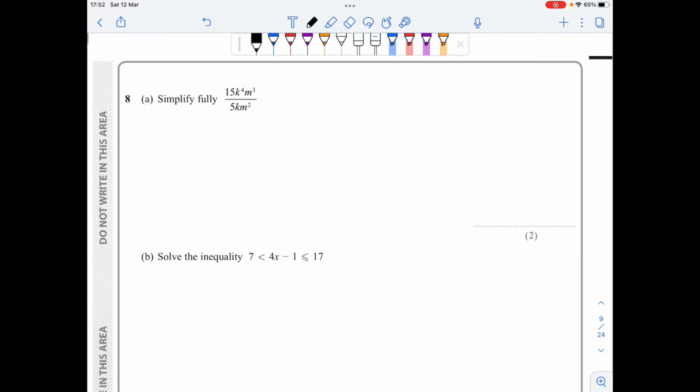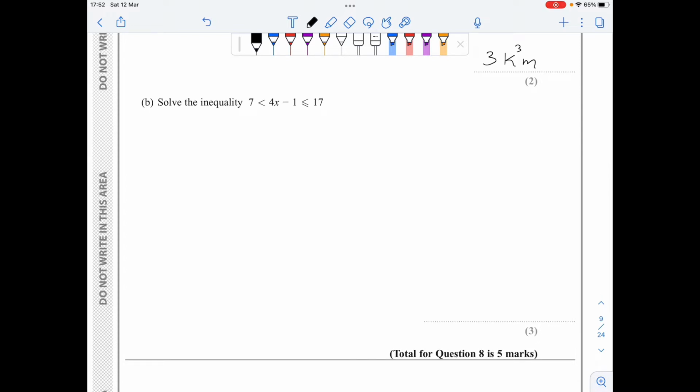For part A of question 8, I will divide the two numbers. So 15 divided by 5 comes out to be 3. Then for the letters, I will just subtract the powers because I have division. So k to the 4 divided by k to the 1, that is k to the power of 3. And then m to the power of 3 divided by m squared is simply m to the power of 1, or just m.